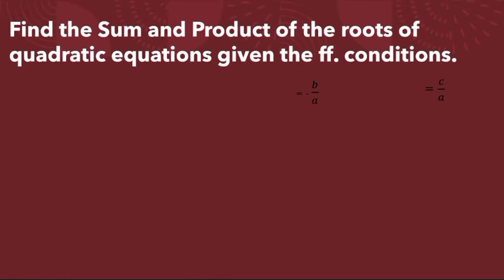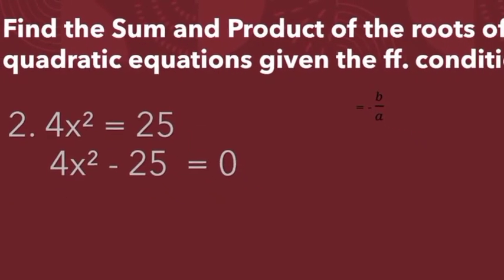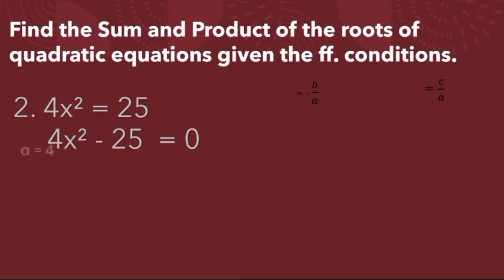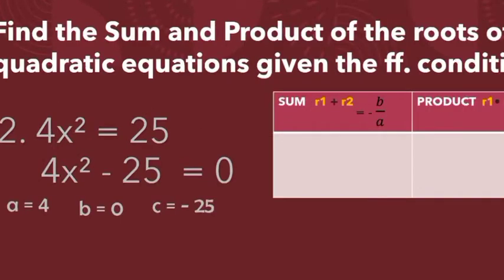Okay, next, another example, we have 4x squared is equal to 25. So, syempre, para malaman natin ang a, b, and c, we need to arrange them into standard form. So, 4x squared minus 25 is equal to 0. A is equal to 4, b is equal to 0, and c is equal to negative 25. Now, we can identify the sum and product of the roots by substituting the values of a, b, and c.